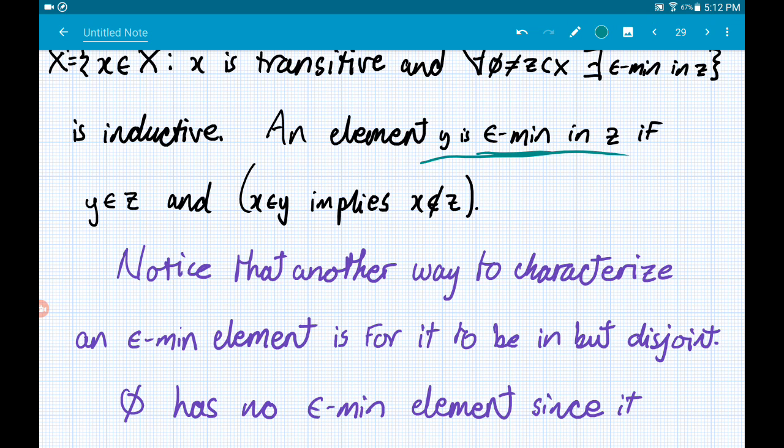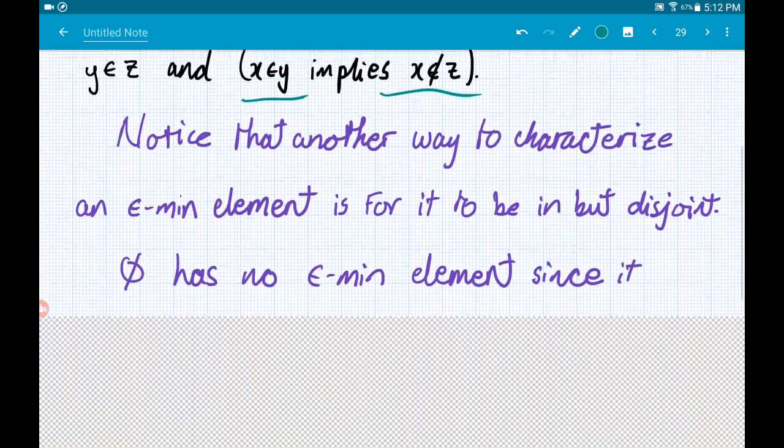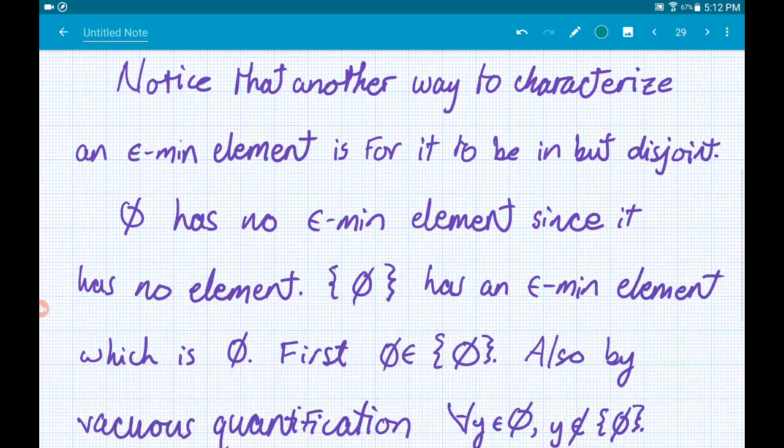So let's say y is in-min in Z if y is in Z, and if anything is in Y, then it must not be in Z. Now, this is, at least to me, because it's kind of my first time ever seeing anything like this, initially kind of a confusing, interesting definition, and so I'd like to share how I have kind of wrapped my head around what this is and what it means.